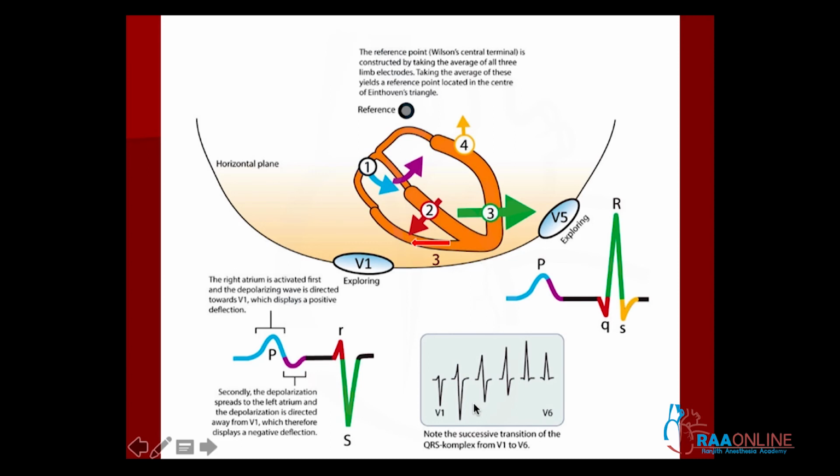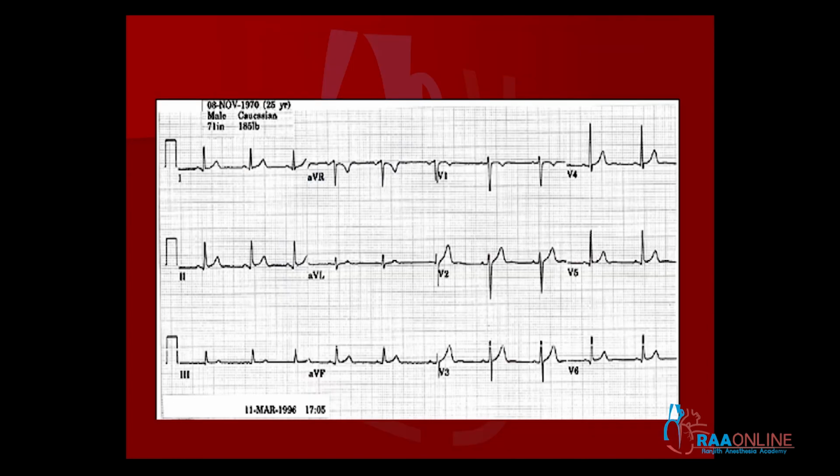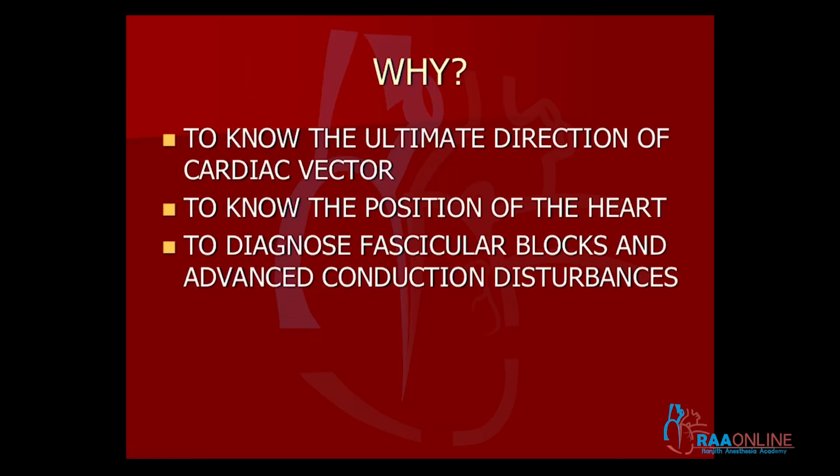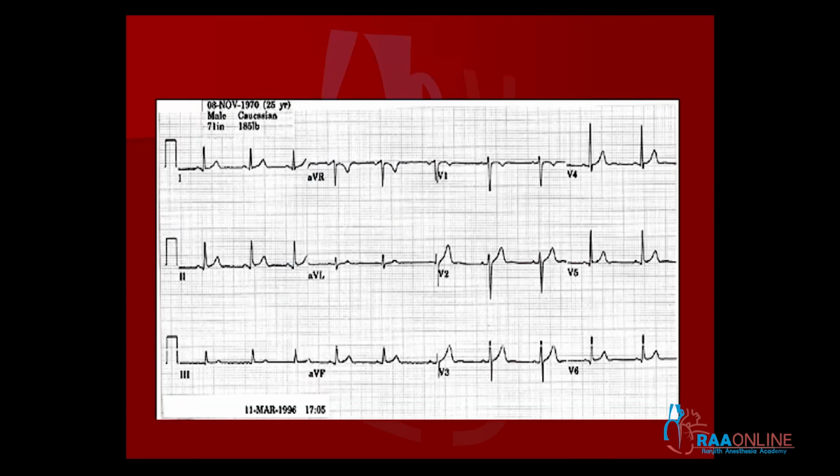So this is how the normal ECG looks in chest leads because of the different activation of the different portions of the ventricle. So this is a normal ECG. In a normal ECG you can see that there is a small R wave in V1 and small Q wave in V5, V6, and the transition zone is V2, V3, V4. There is a gradual progression.